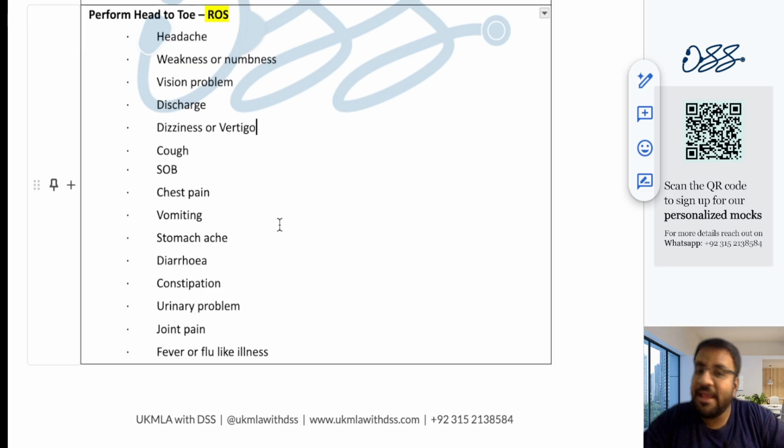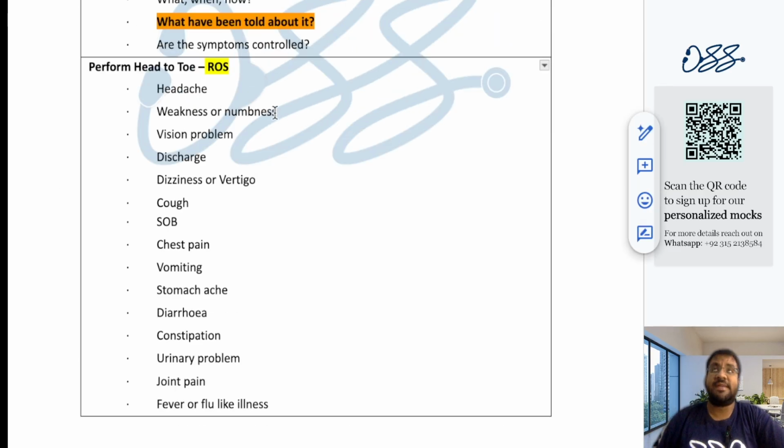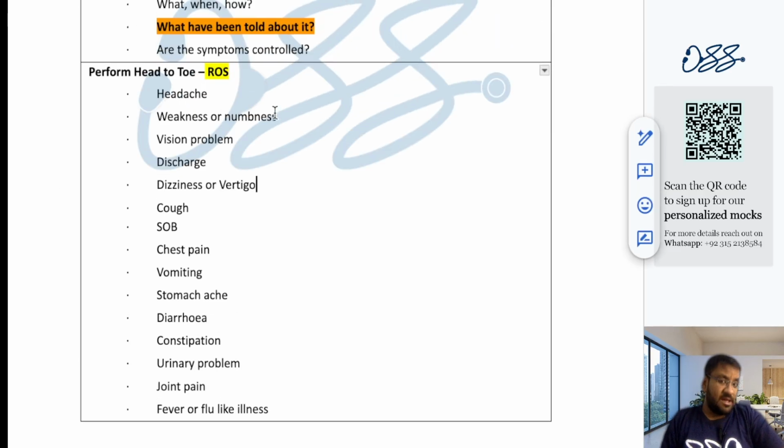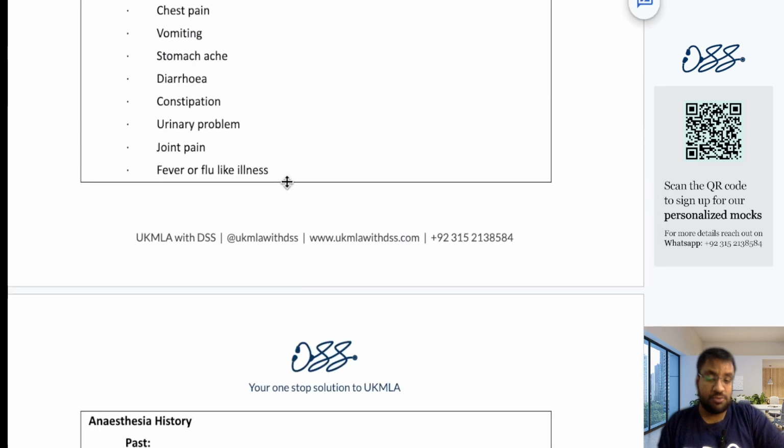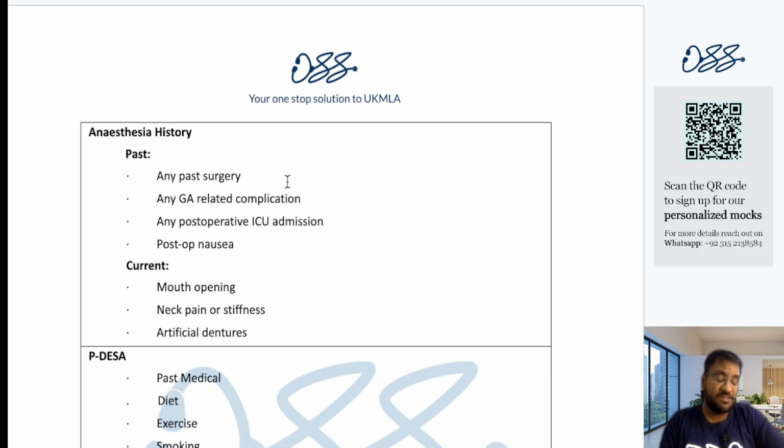Just say any headache, any weakness, any numbness, any vision problem, any discharge, any dizziness, any vertigo, any cough, any difficulty in breathing, any chest pain, any vomiting, any stomach ache, any diarrhea, any constipation, any problem with the urine, any joint pain, or any fever or flu like illness. Very rapidly, just use any and the symptom, any and the symptom, any and the symptom. That is the easiest way to go about it. It should take you like a minute and a half to make sure that you're done with this. Pretty much simple and straightforward.